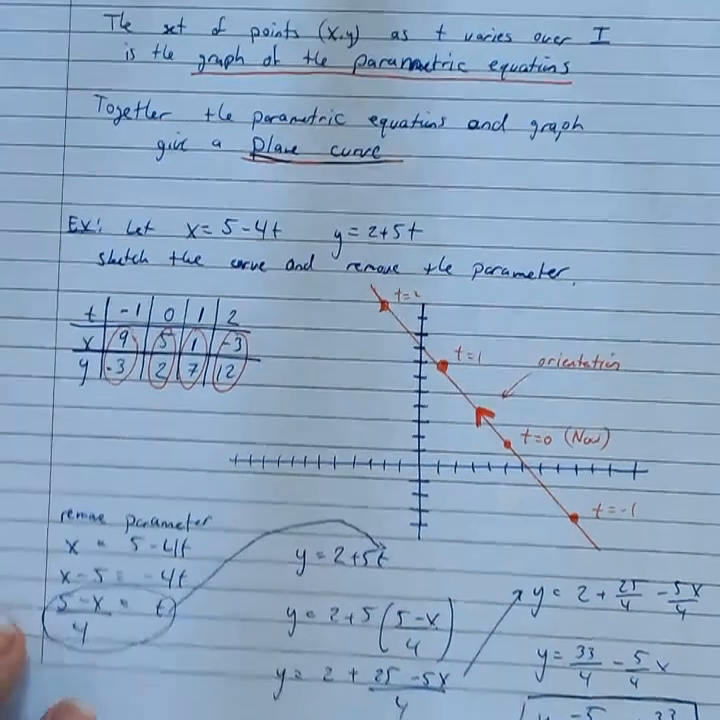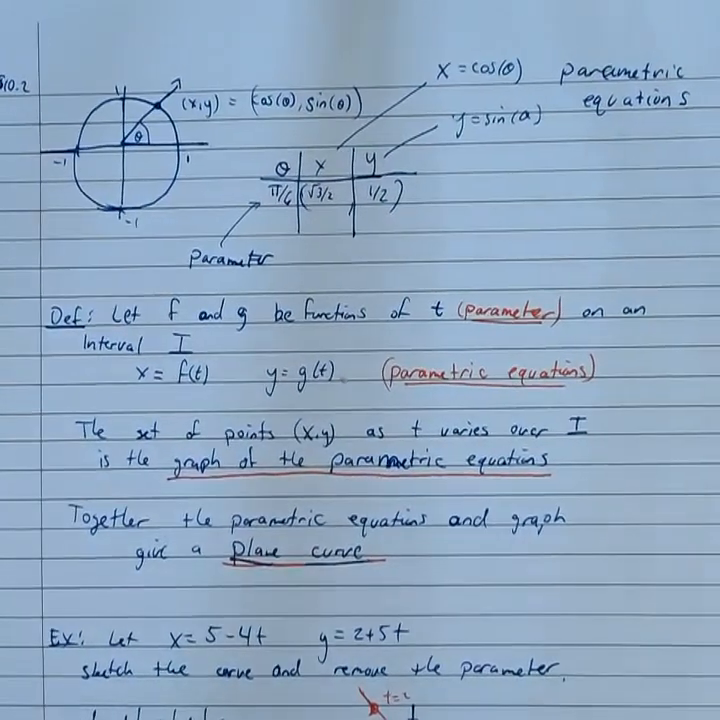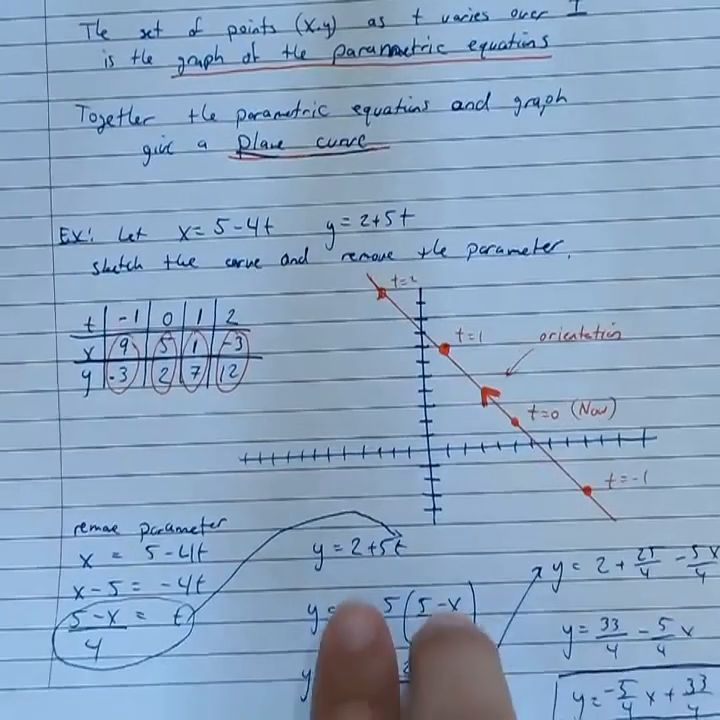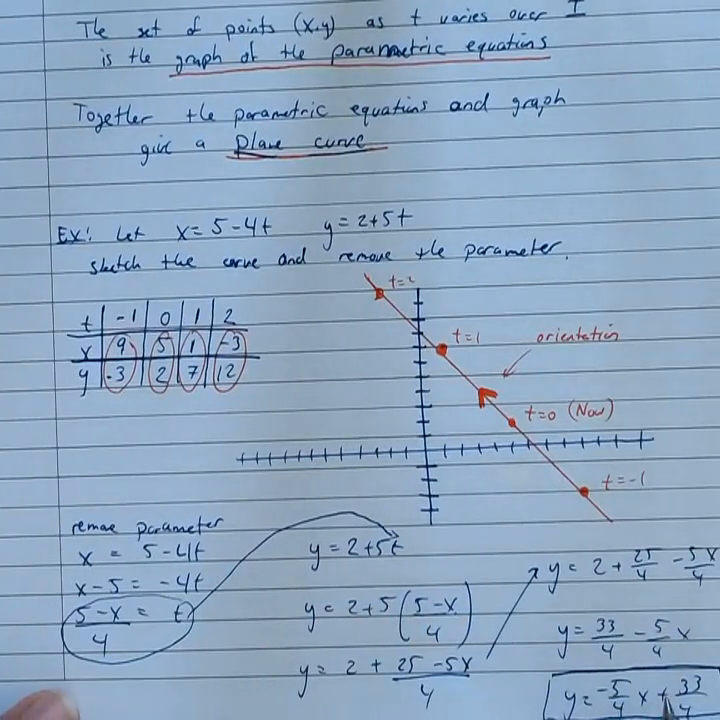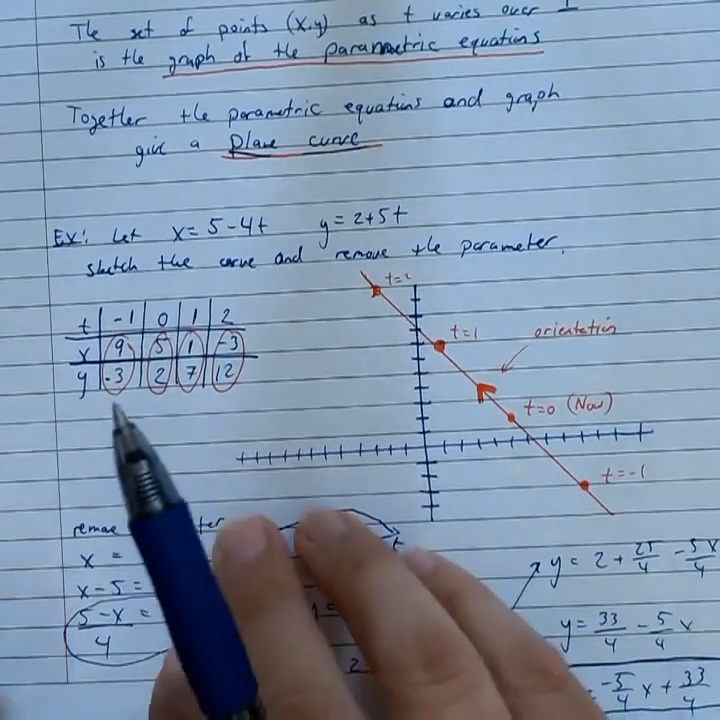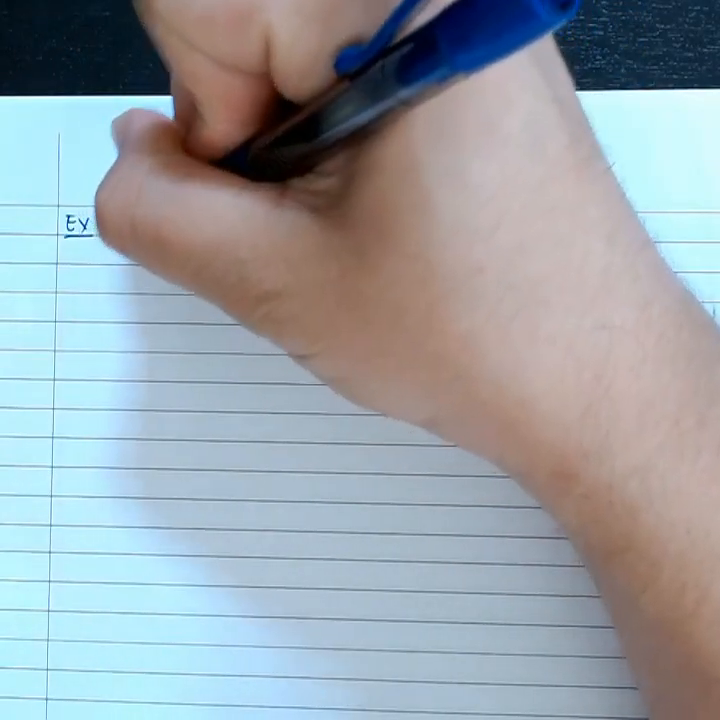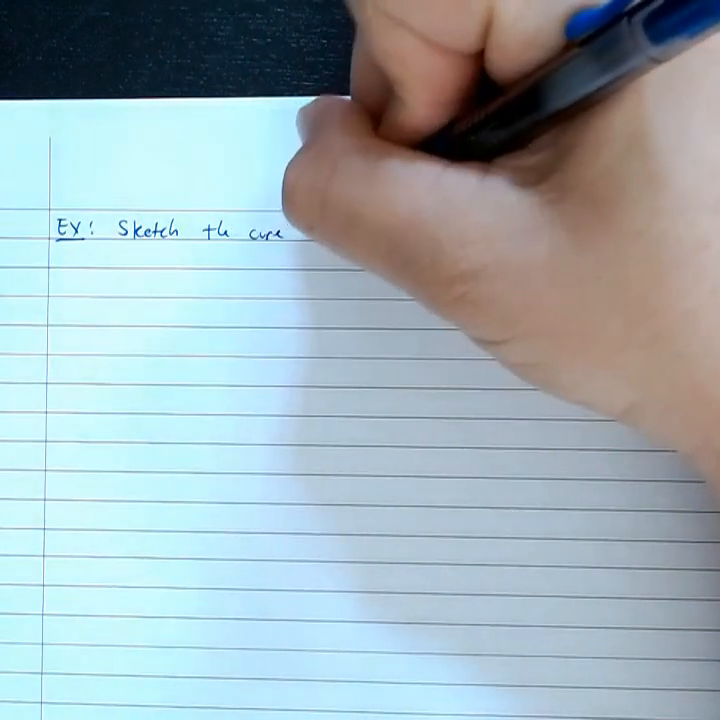Now, depending on your equation, this can be simple or maybe a little less simple. In particular, because some equations cannot be expressed in terms of just a single variable. Here we get y is a function of x. In some equations, that won't quite work out so nicely. Let's do another one here. We're going to go ahead and do the same question. We're going to sketch the curve and remove the parameter.